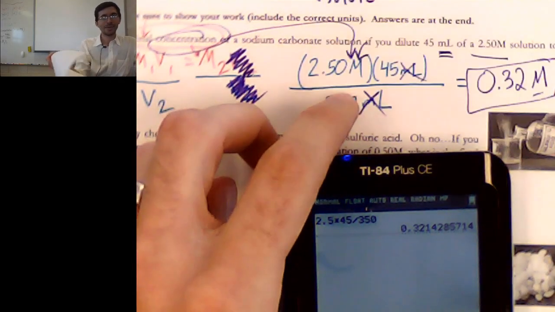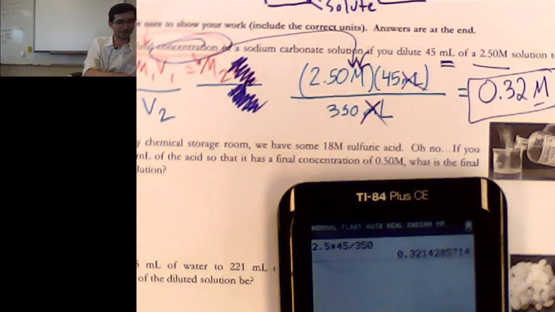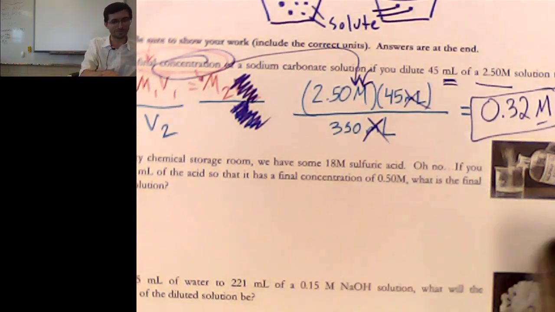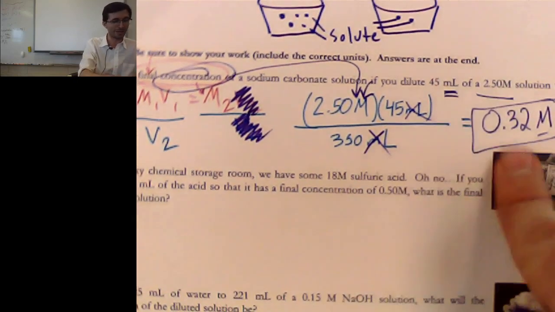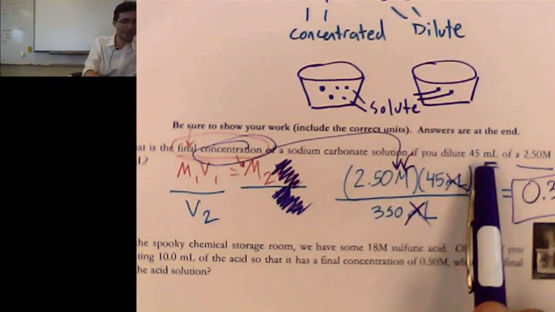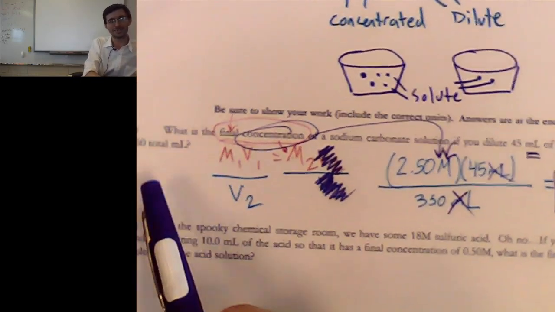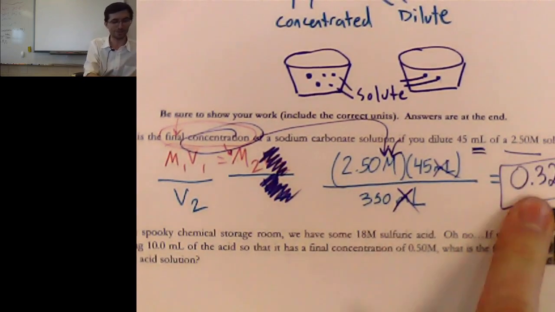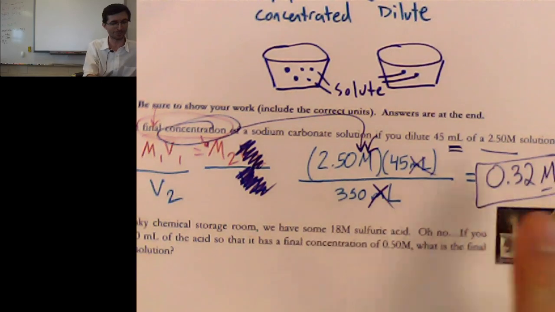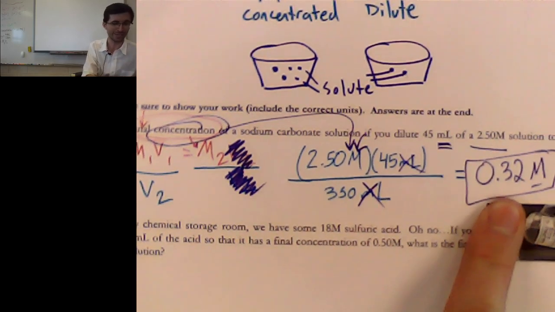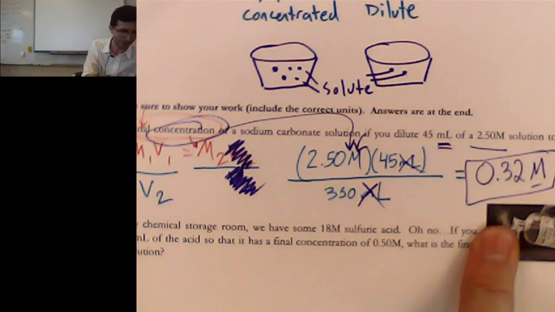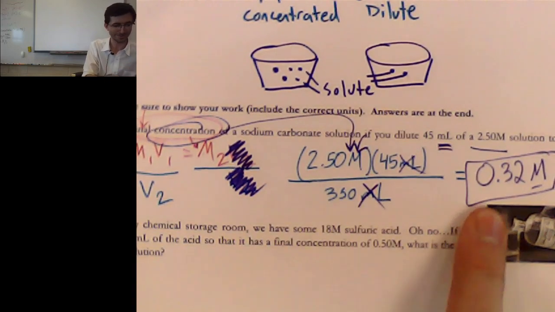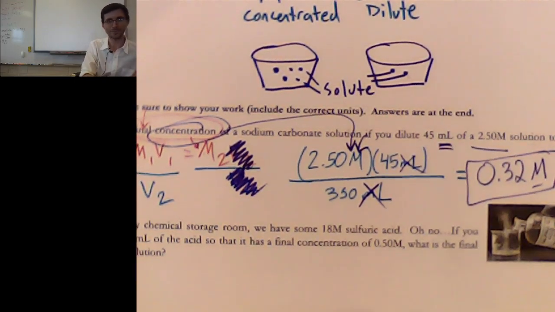Whenever you get an answer on a quiz or test, don't just circle the answer and call it a day. Make sure it makes sense. You are adding water to this to make it 350 total milliliters, so it has to be more dilute, and it is. If your answer is 3.2 molar, that makes no sense. That means you're adding water to something and it's getting more concentrated. Doesn't make any sense. Okay, so that's it.